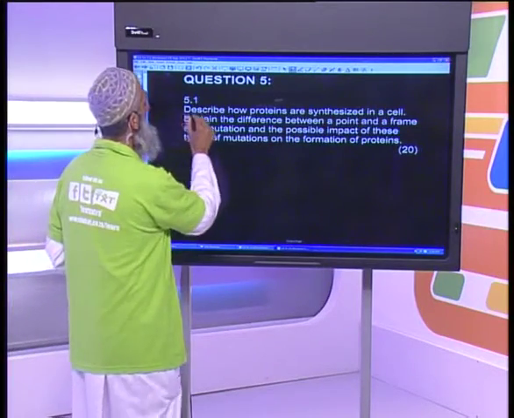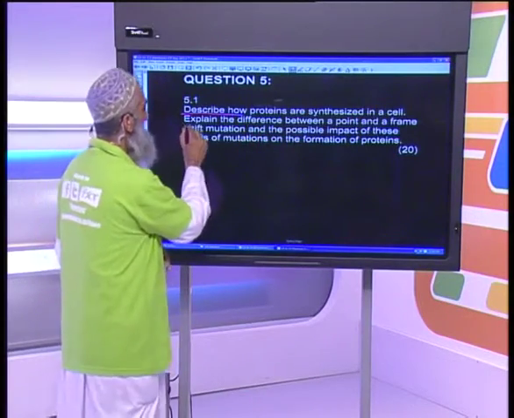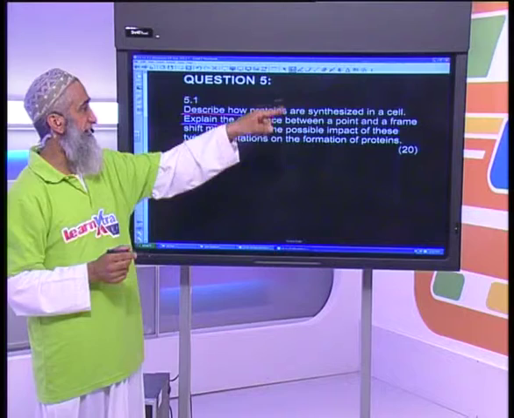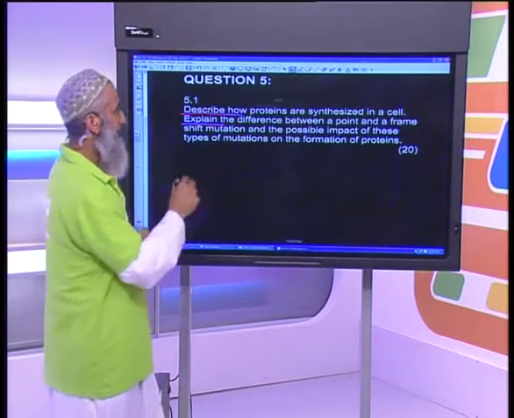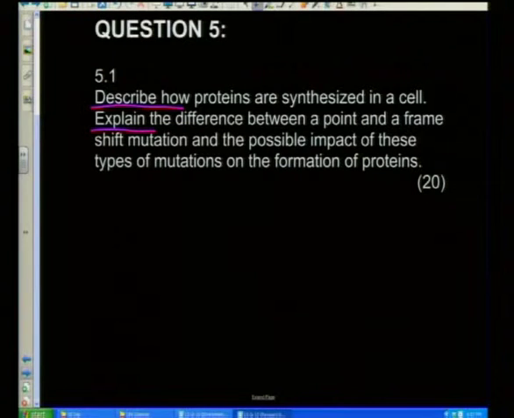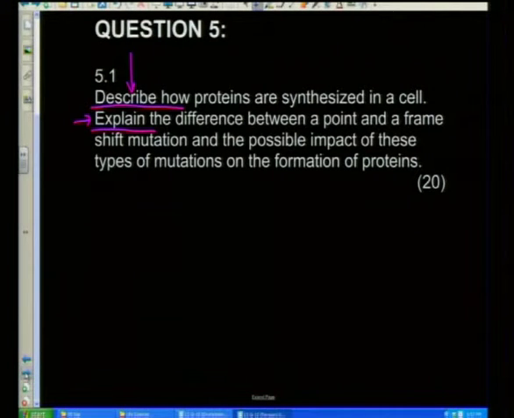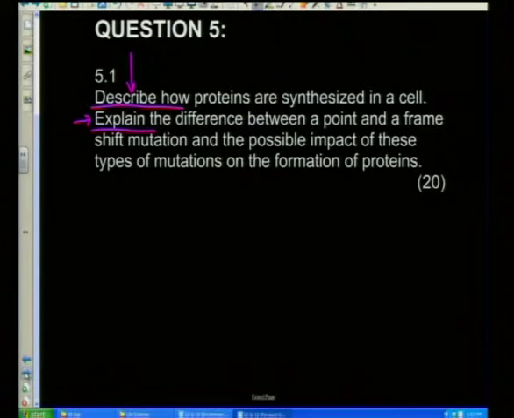So they say, describe how proteins are synthesized. Explain the difference between a point and a frame shift mutation, and the possible impact of these types of mutations on the formation of proteins. So in effect, guys, you need to know how many parts there are to this question. In this case, there are 3 parts. First of all, how proteins are synthesized. And what are we looking for? We're looking for the verbs. Whatever comes after the verb is what you have to do. Describe what? How proteins are synthesized. So in other words, you need to describe protein synthesis.